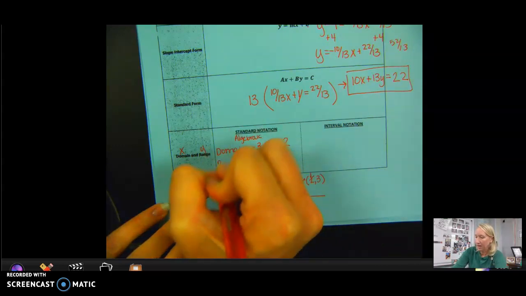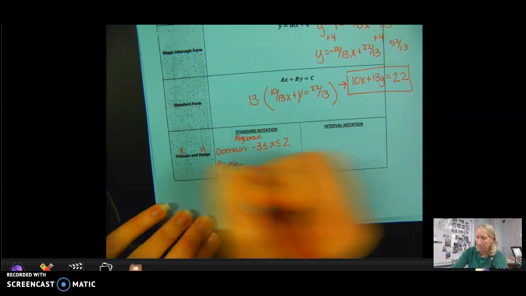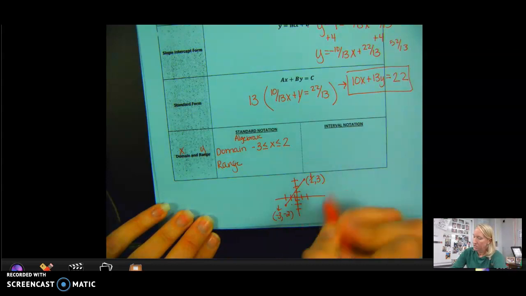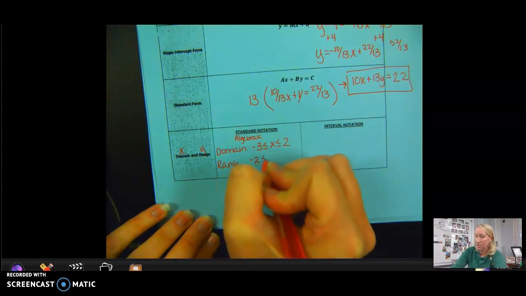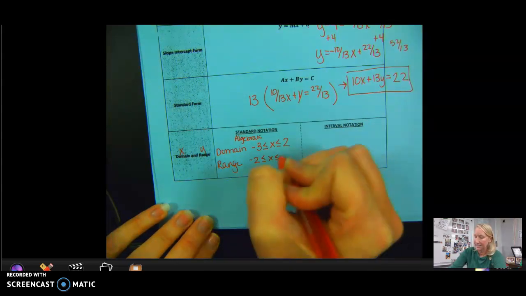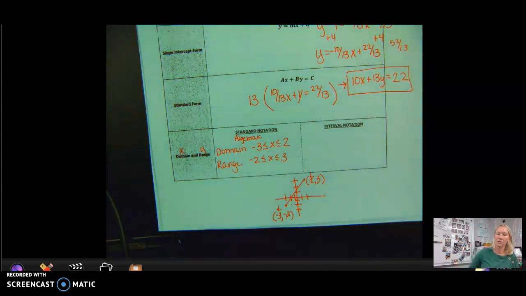If I'm talking about range for this form, range starts at negative 2 and it goes to positive 3. You always go smallest to biggest. Okay, so that's how you would do standard or algebraic notation.